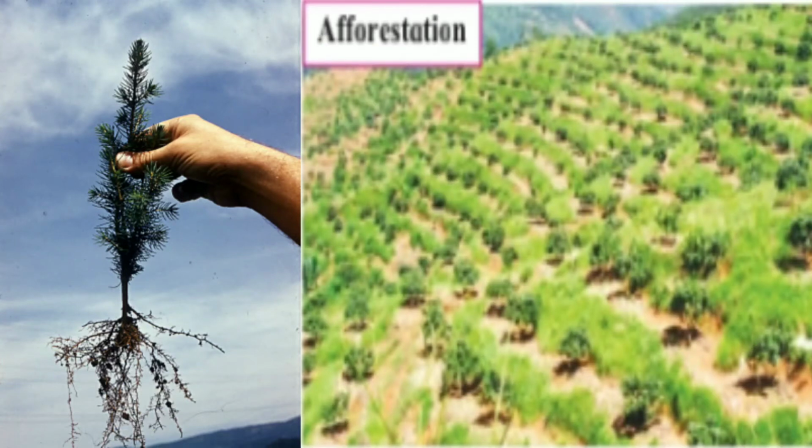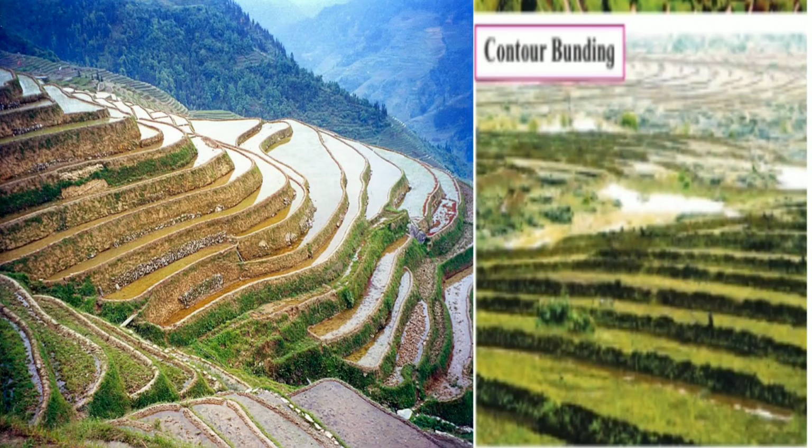Afforestation. See, what is afforestation? We need to plant more trees. Instead of cutting the trees, we need to plant the trees. So instead of going for deforestation, you should go for afforestation, planting of the trees. Contour bunding. As I already told you in the previous picture, you can construct bunds to stop the flow of water. So these are contour bunding, you can see over here, to stop the flow of water. This will help to conserve the soil also.